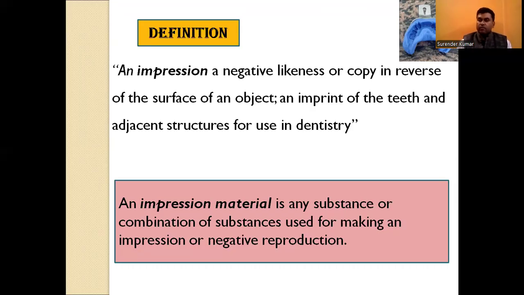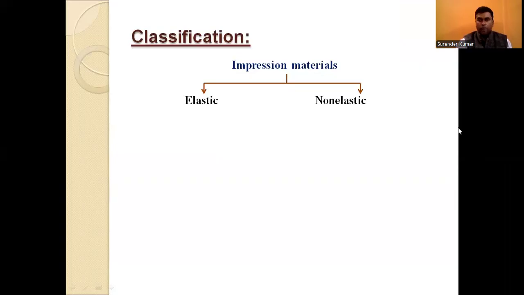Whereas an impression material is any substance or a combination of substances used to make an impression or negative reproduction. As you can see over here, this is an impression of the right side of an arch, a partial denture arch. Coming to classification, impression materials can be classified according to elastic and non-elastic types.